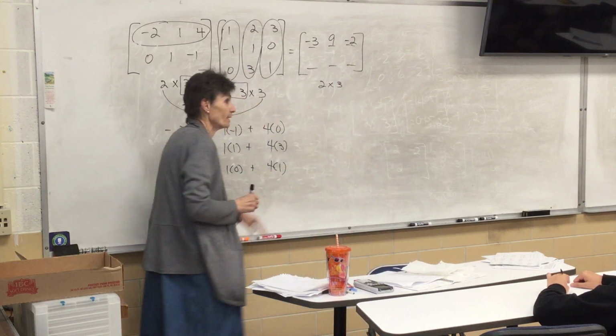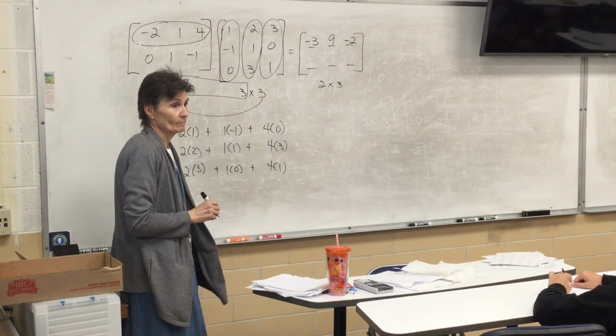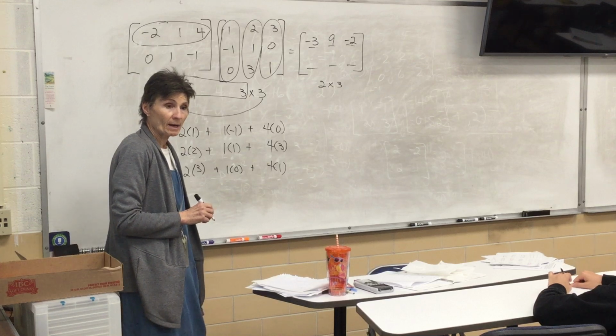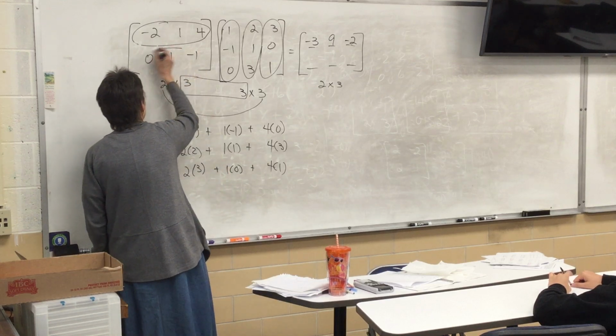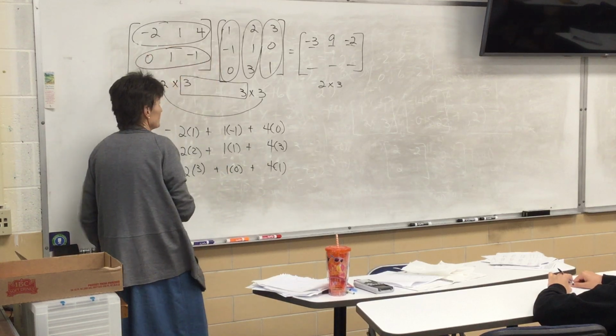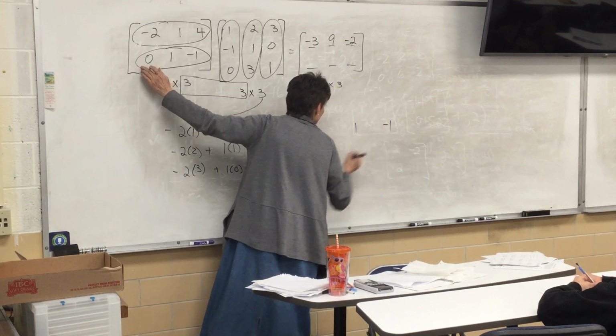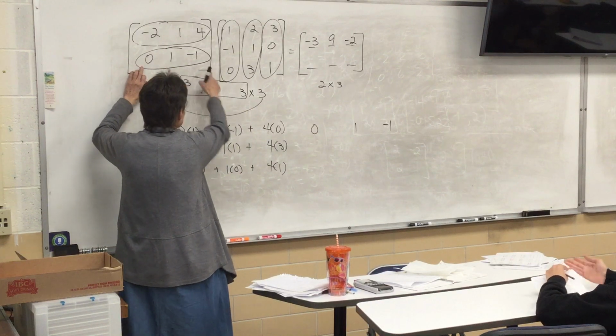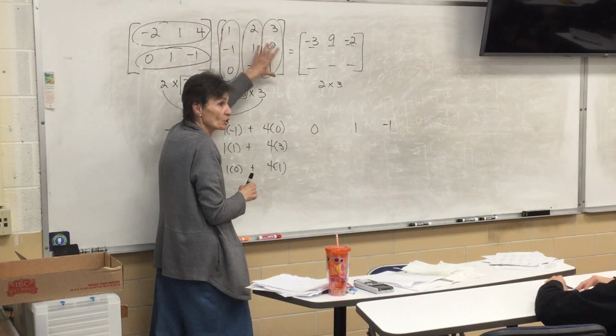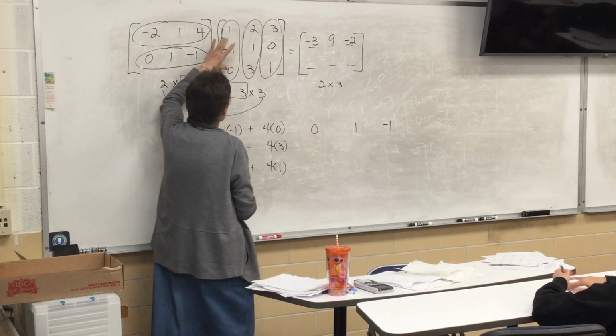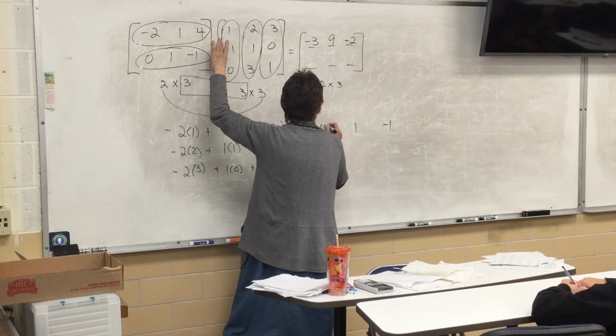Did you find your mistake, Tom? Yeah, I found it. Now, we're gonna go to the bottom row. And the bottom row is 0, 1, -1. So those are the numbers that I'm gonna use now to pair up with each column. So let's do it. Everybody do it. Let's see what we come up with.